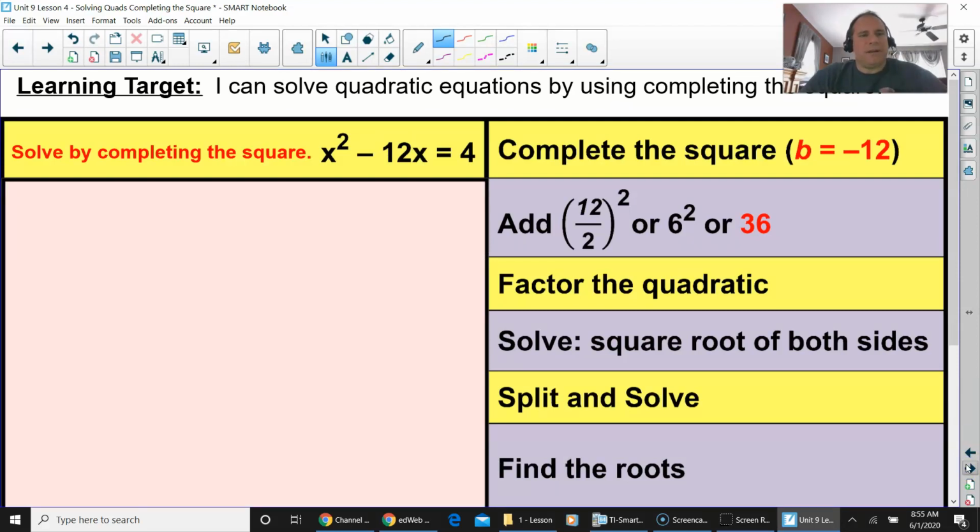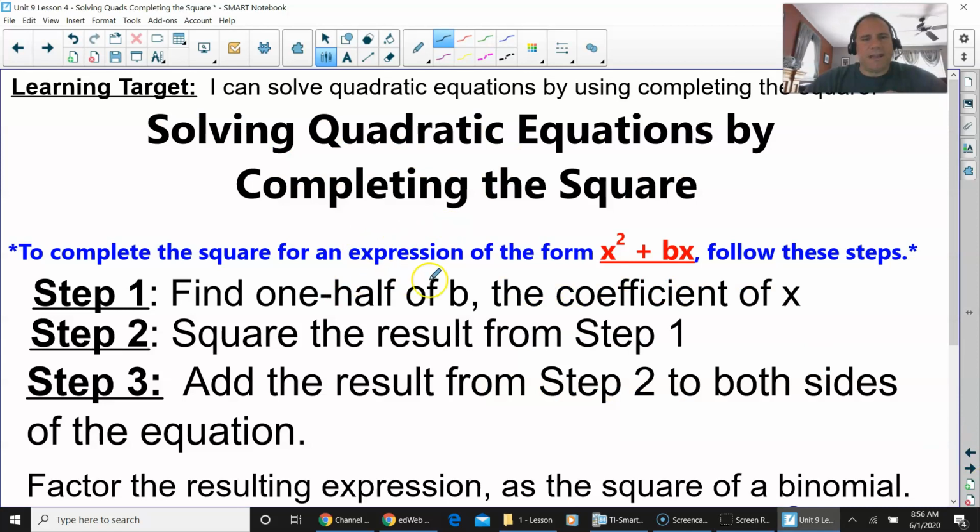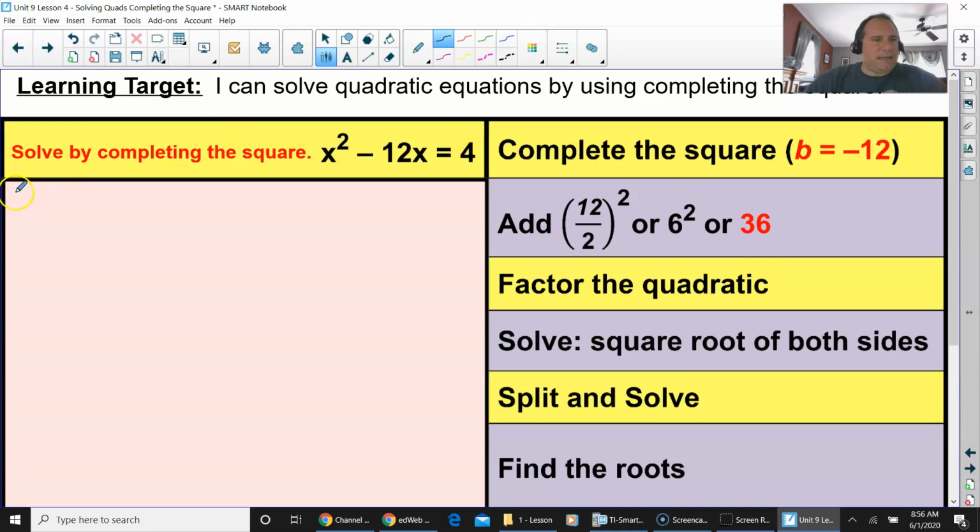Okay, so it says solve by completing the square. In your lesson, you have all the steps here, but we're going to go through them step by step because I think it's important to actually watch how it's done, and then put it into practice with different practice problems. So the first step that we said we were going to do says find 1/2 of b, right? So I'm going to go back to this, and b is -12.